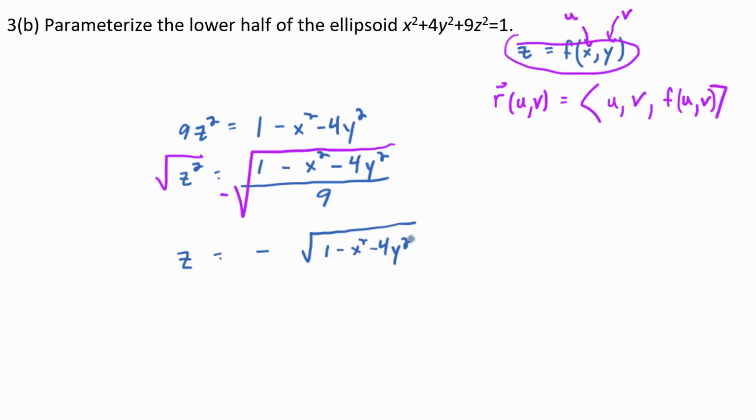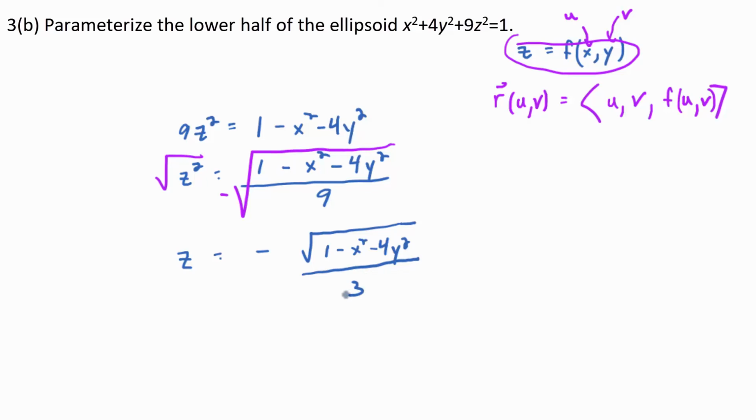And then, always please remember that you can't split up the square root over addition or subtraction, but you can over division, right? And multiplication, but that's not relevant here. So you can write this as the square root of 1 minus x squared minus 4y squared over the square root of 9, which is just 3, right?